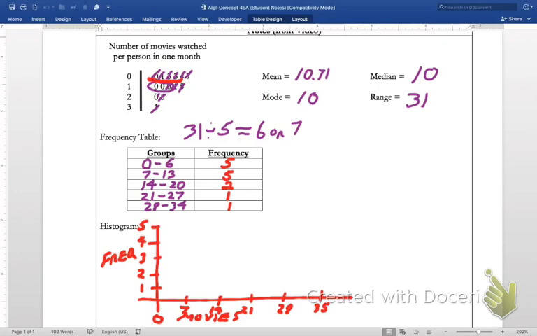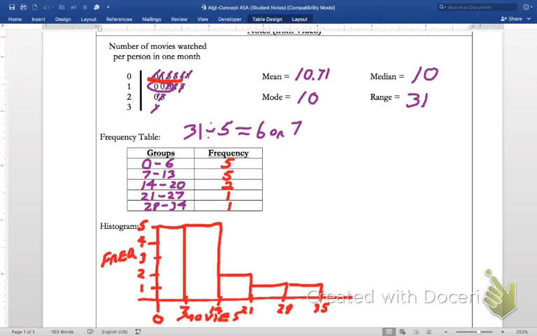So, to finish my histogram, I have 5 in the first group, 0 to 6. So I'm going to make a bar. I'm going to go across at 5. I'm going to go down to 7. That means in that first group from 0 to 6, not quite to 7 yet, there are 5. I'm going to make a bar. But notice the bars are attached. 5 in the next group. And then there's 2. And there's 1. And there's 1. And that's how you make a histogram.